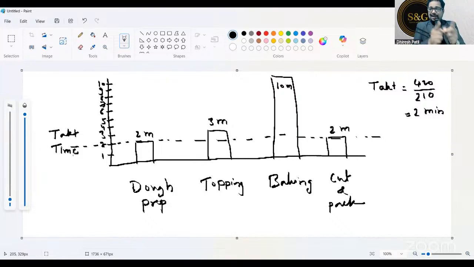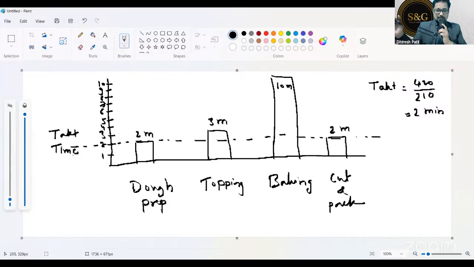So cycle time is the time to process one pizza. How much time each and every process is taking, that is called cycle time. So dough preparation cycle time is 2 minutes. Topping dough is 3 minutes. Baking is 10 minutes. Cutting and packing takes 2 minutes.